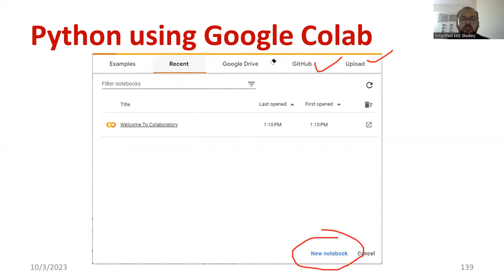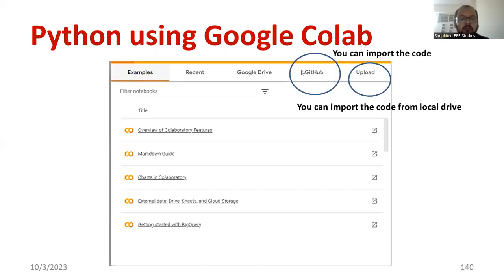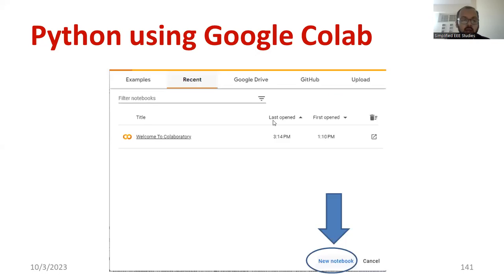Before that, I want to show you some other options, like Google Drive, GitHub, upload. Here, if you want any programs from GitHub, you can access the code. You can import the code from GitHub. Also, you can upload the code from the Google Drive. There are so many facilities. That is a plus point of Google Colab.